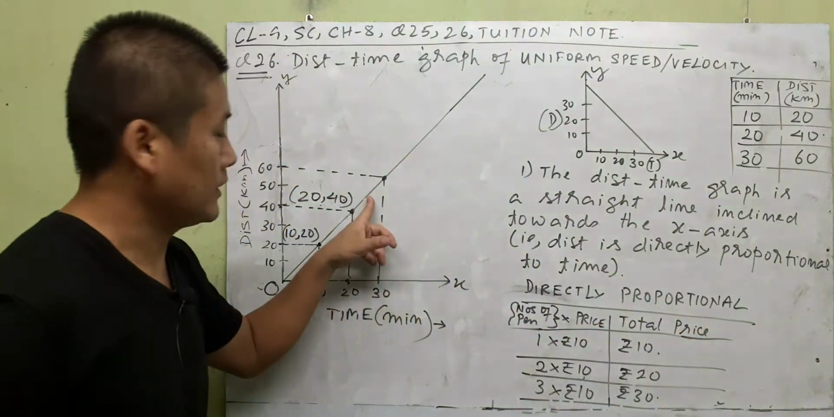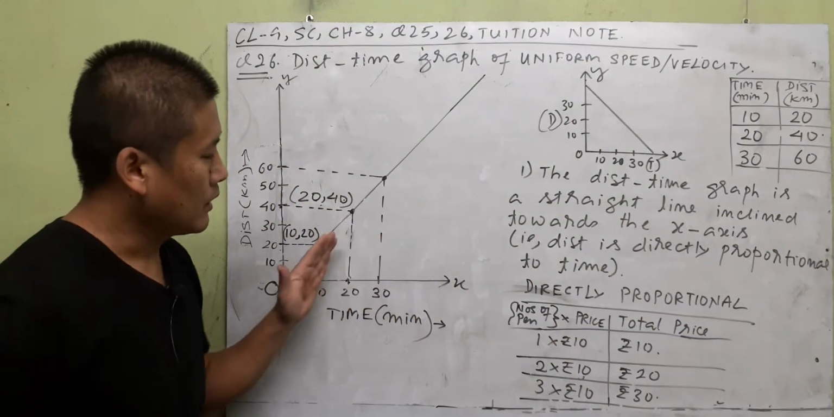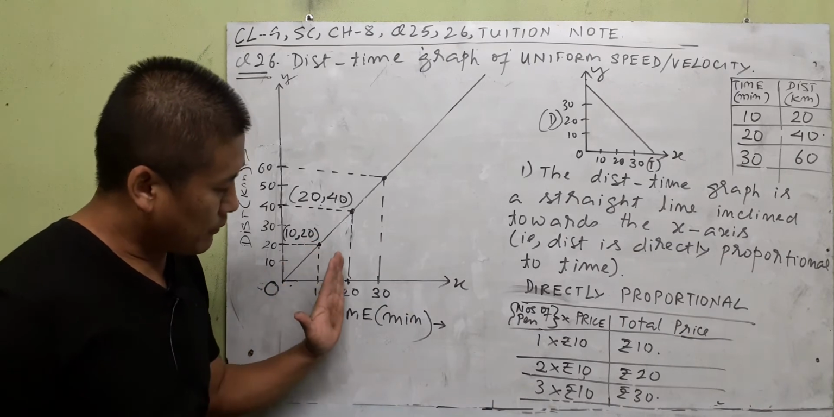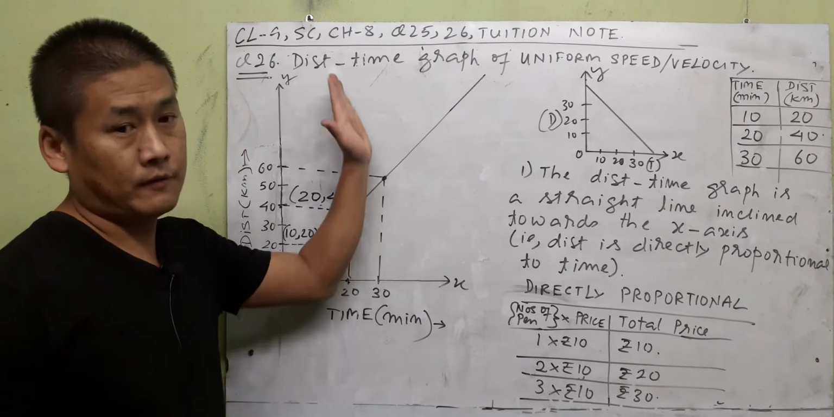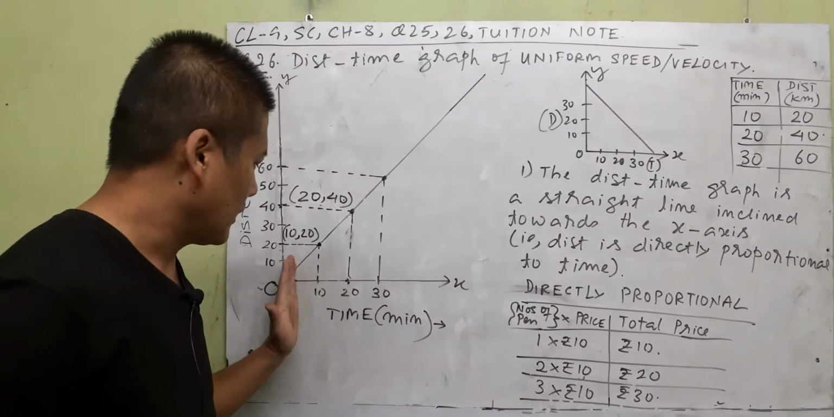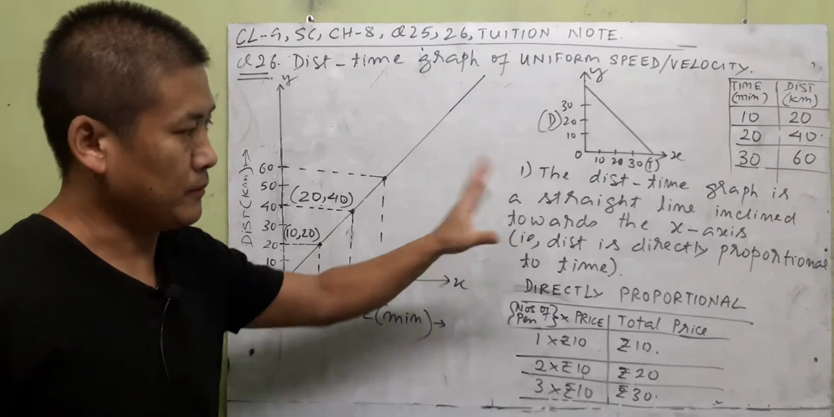So this graph is directly proportional, meaning the more the time goes by, the more the distance covered. More time, more distance covered. This is the meaning of directly proportional.